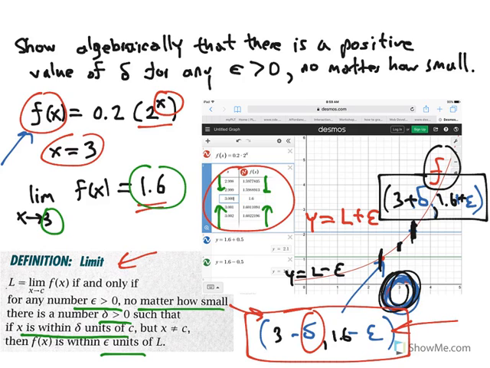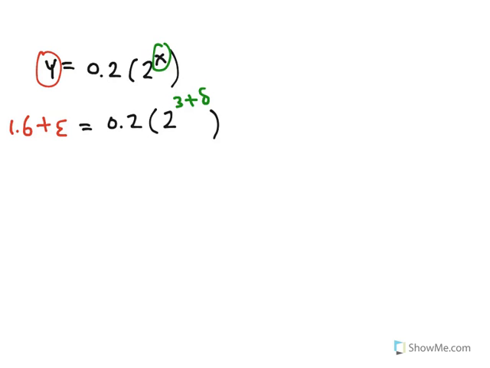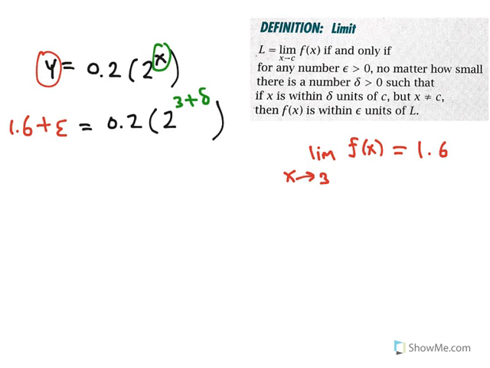So now we're going to replace f of x with 1.6 plus epsilon, and we're going to replace x with 3 plus delta and solve for delta in terms of epsilon, just like we did for the previous example. F of x again is y. So having made the substitutions for x and y, as we just discussed, now we're ready to go ahead and solve this equation for delta in terms of epsilon.